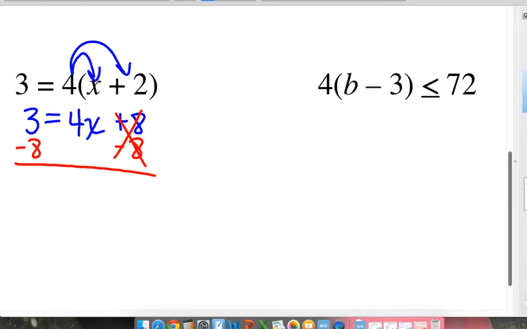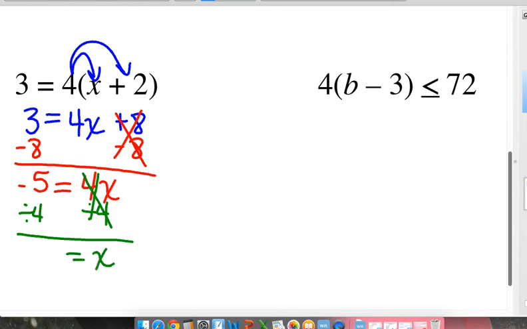There go the 8s. I still have 4x on the right. And 3 minus 8, watch out, that's a negative 5. Next step, to get x alone and happy, is to divide by 4. There go the 4s. It's going to be another decimal answer. Negative 5 divided by 4 is negative 1.25, or negative 1 1/4. Okay? So don't be surprised if you end up with some crazy answers.